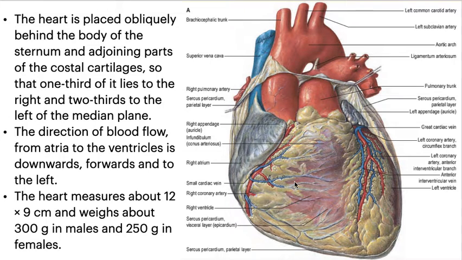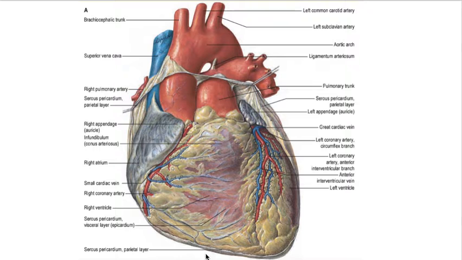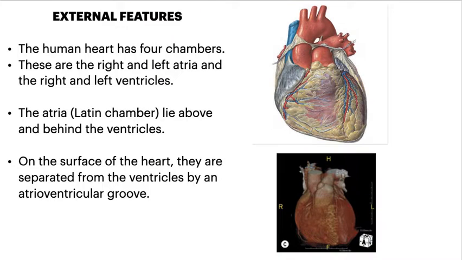It is placed obliquely behind the body of the sternum and the adjoining part of the costal cartilages, so that one third of it lies to the right and two thirds to the left of the median plane. The direction of blood flow from atria to ventricle is downwards, forwards, and to the left. The heart measures about 12 by 9 centimeters and weighs about 300 grams in males, 250 in females. This is how the heart is placed.